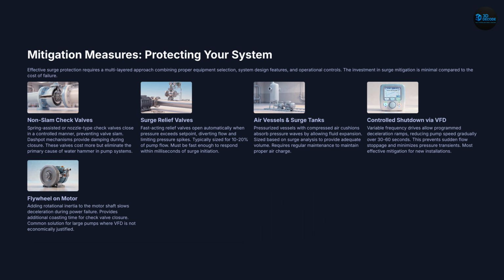Slide 10. Mitigation methods. To protect systems, engineers use multiple solutions. Non-slam check valves prevent valve slam. Surge relief valves release excess pressure. Air vessels absorb pressure waves. VFDs allow controlled startup and shutdown. Flywheels increase inertia and slow down deceleration.